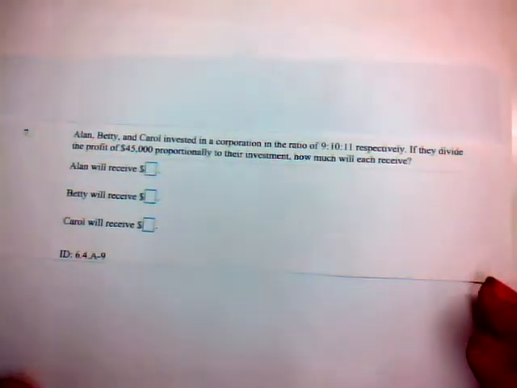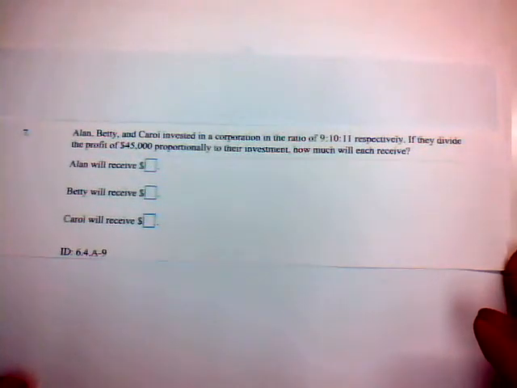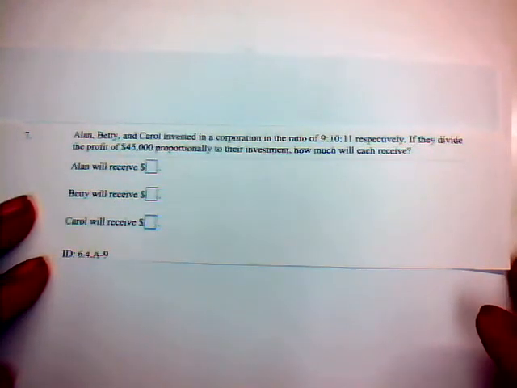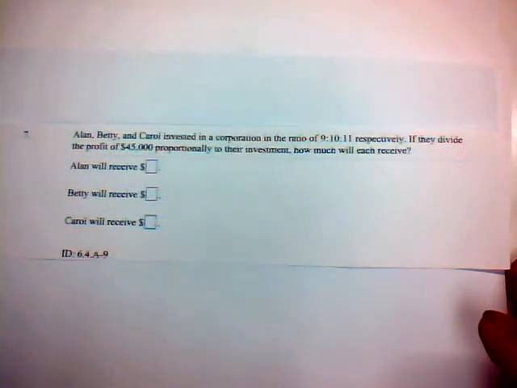Problem number 7. Alan, Betty, and Carol invested in a corporation in the ratio of 9 to 10 to 11, respectively. If they divide the profit of $45,000 proportionally to their investment, how much would each receive?